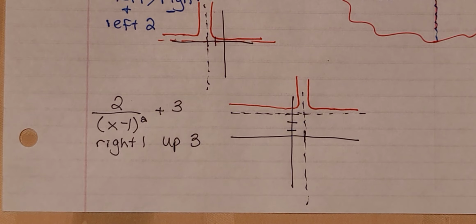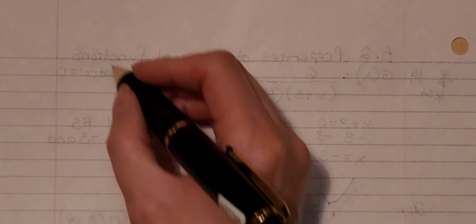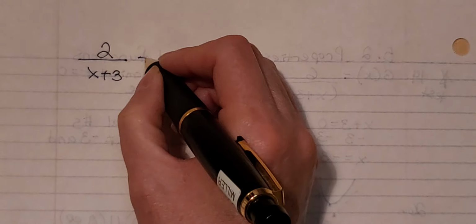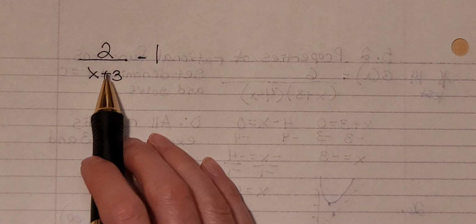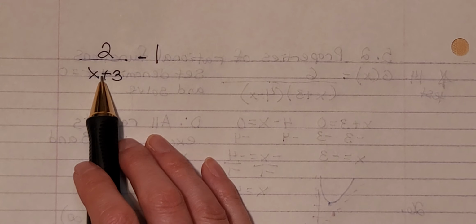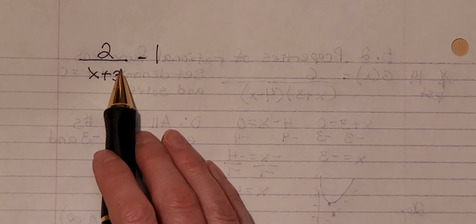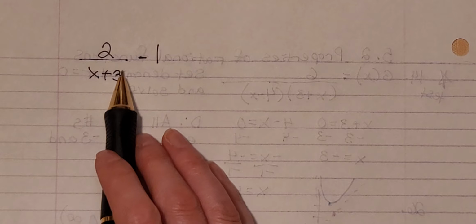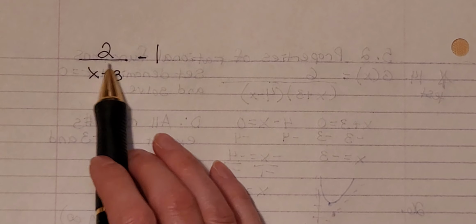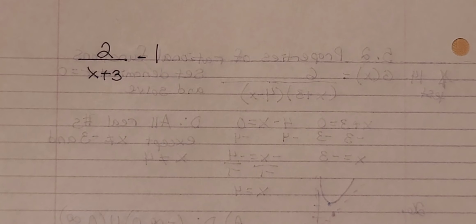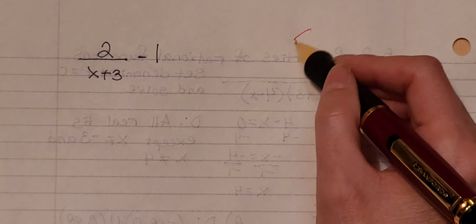All right, the next one, I'm going to put on the back here. So it's 2 over x plus 3, minus 1. Okay. This main base here is different than the other one because it doesn't have the exponent 2 on the outside. So let's look at what that main base would look like.